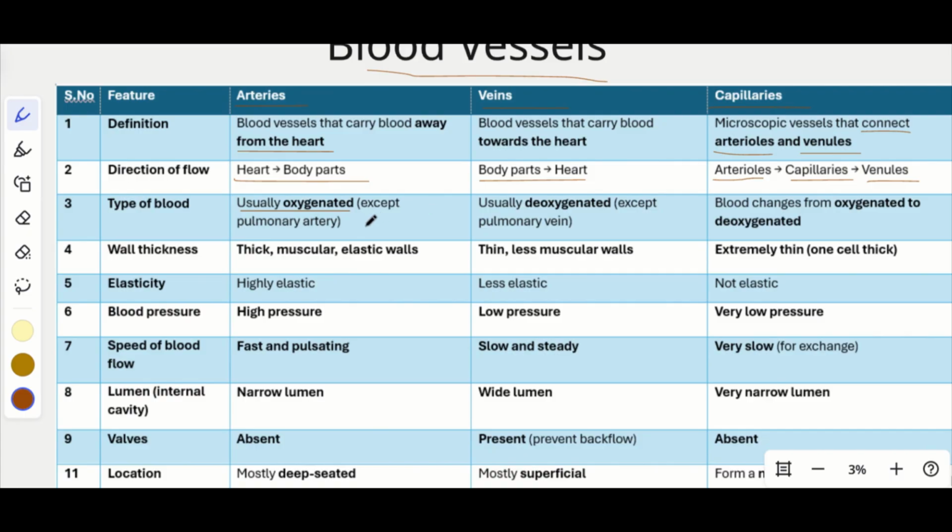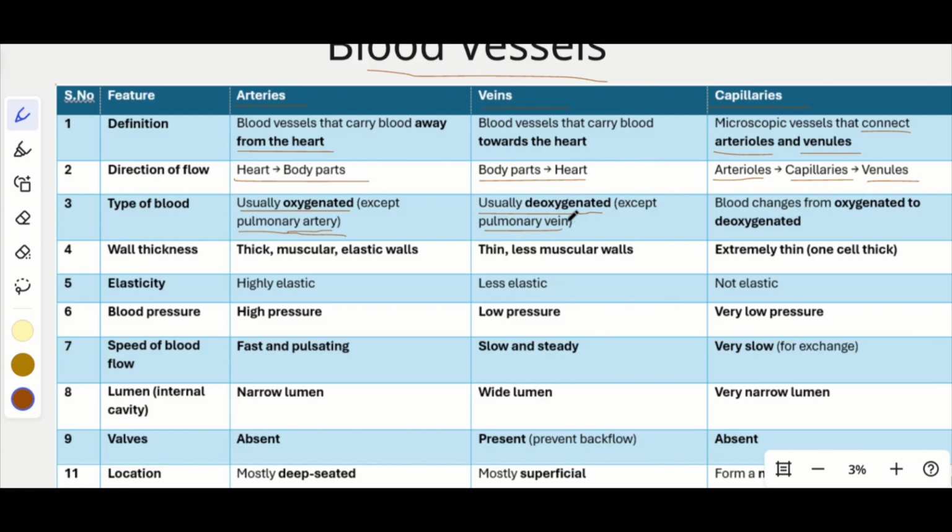Except there is an exception: the pulmonary artery. Whenever we talk about the heart, we see the pulmonary artery and pulmonary vein. The pulmonary artery carries deoxygenated blood. That is an exceptional case, so don't be confused. Veins usually carry deoxygenated blood, except the pulmonary vein. Whenever you see the name pulmonary, be very cautious: the pulmonary artery carries deoxygenated blood and the pulmonary vein carries oxygenated blood.